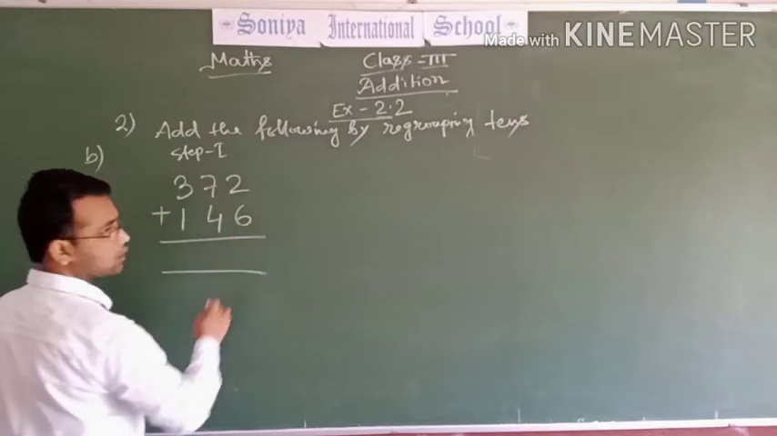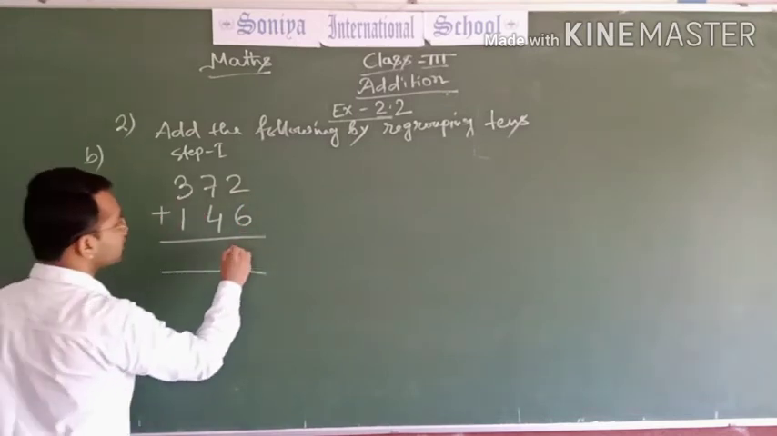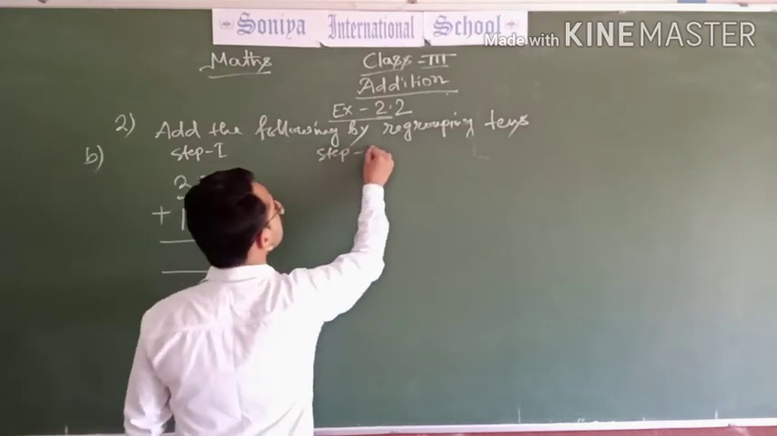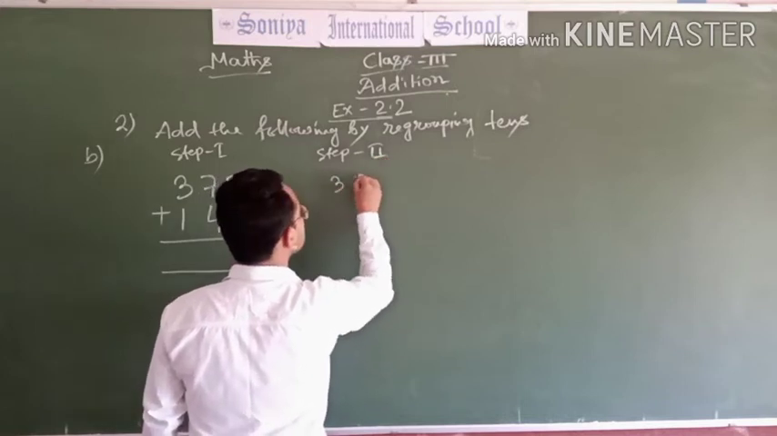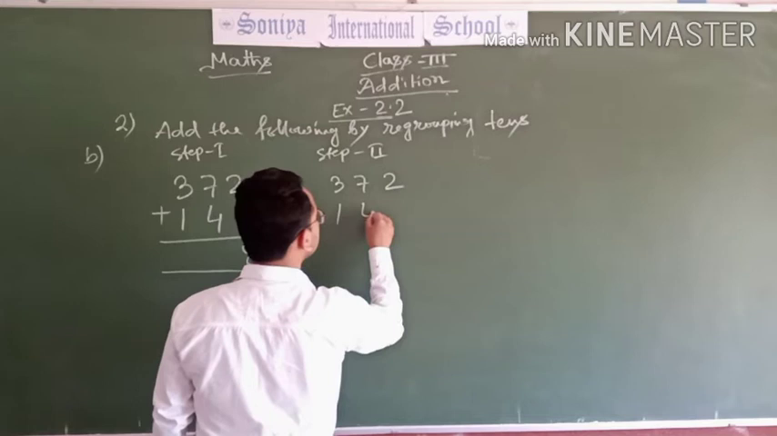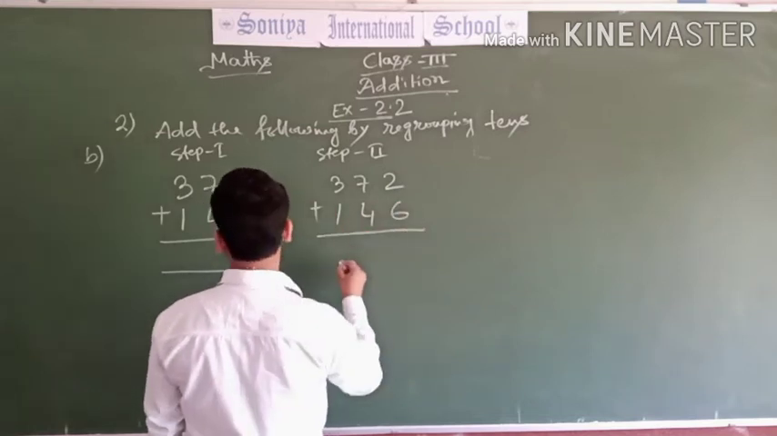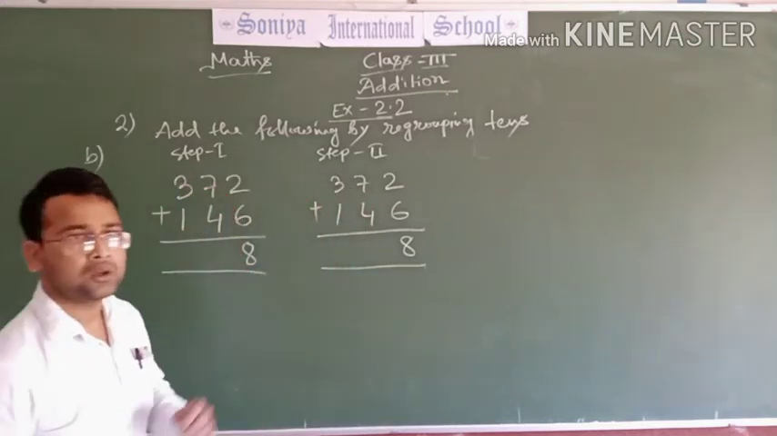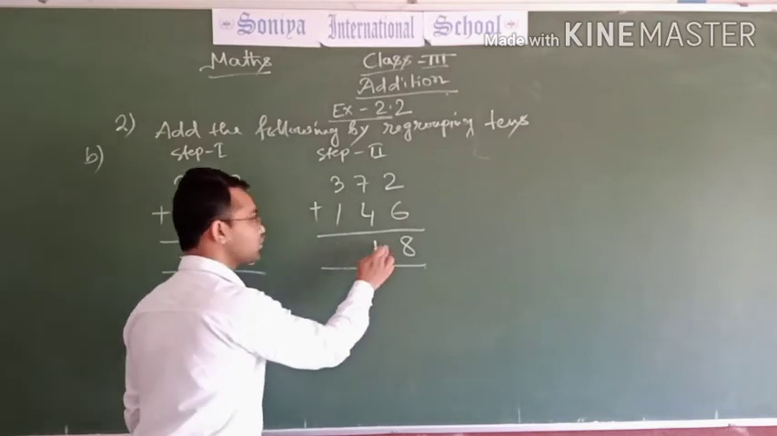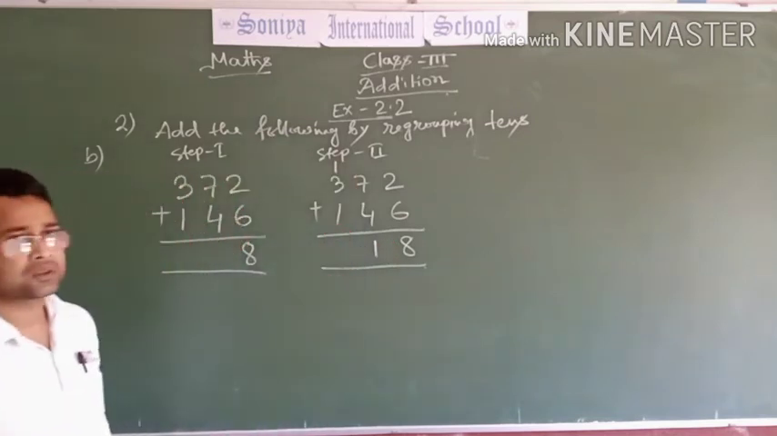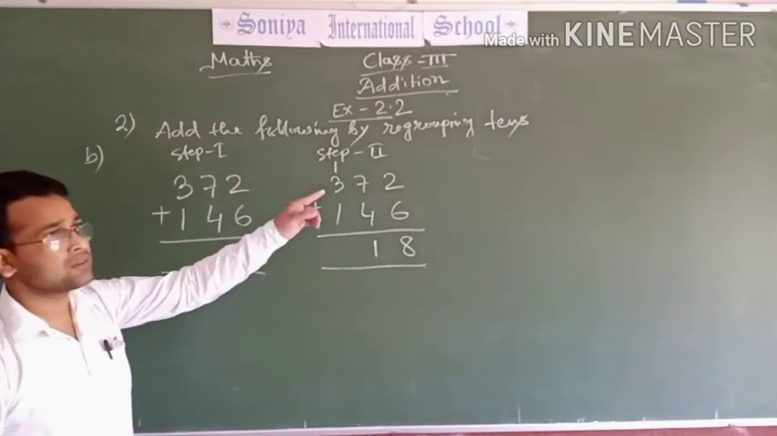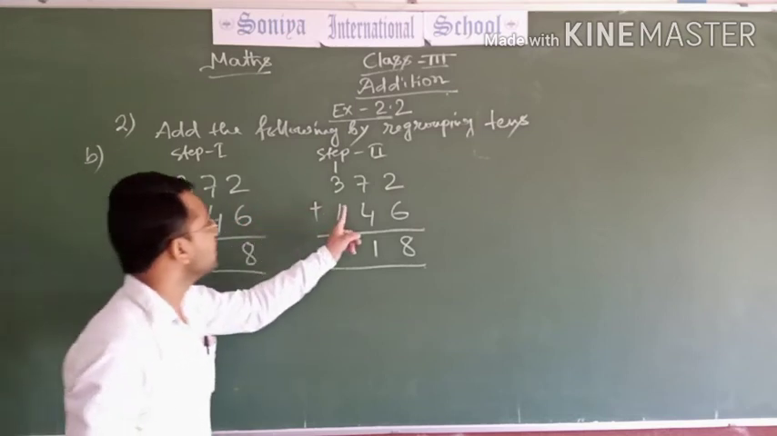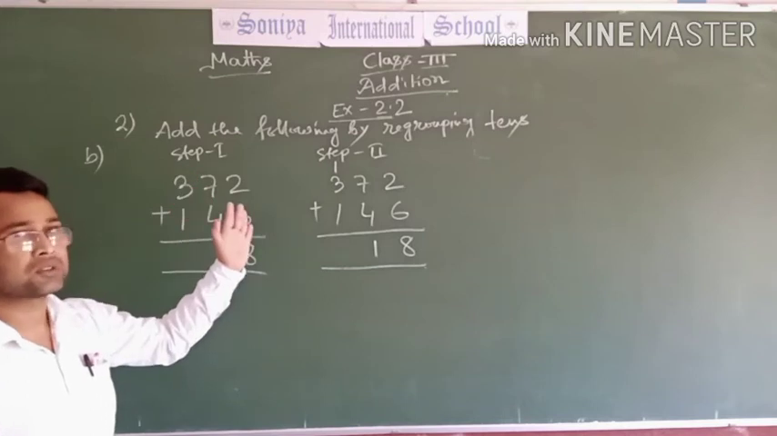Step 1 is the same as before: add all the ones places, 2 and 6 is 8. Done. Now step 2: 372 plus 146. We got 8 from step 1. Now 7 and 4 is equal to 11. So 11 means write 1 and carry forward to the hundreds place. In the ones place we carry forward to the tens place, and in the tens place we carry forward to the hundreds place.